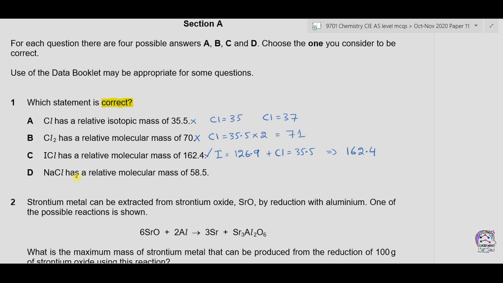D. Sodium chloride has a relative molecular mass of 58.5. Now we can find the mass of sodium chloride, but that will not be relative molecular mass. Instead, it will be formula mass. This is because sodium chloride is an ionic compound. In an ionic compound there are ions present, and we always calculate the formula mass of an ionic compound. For sodium chloride, the formula mass will be equal to 58.5. So D is also wrong. The correct option is therefore C.